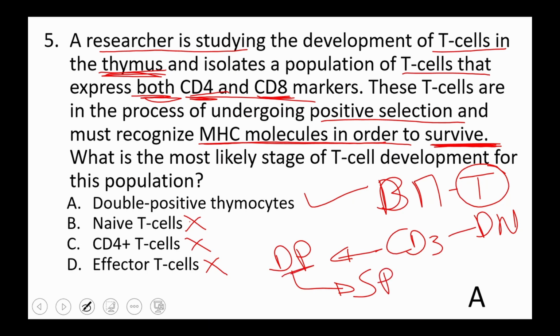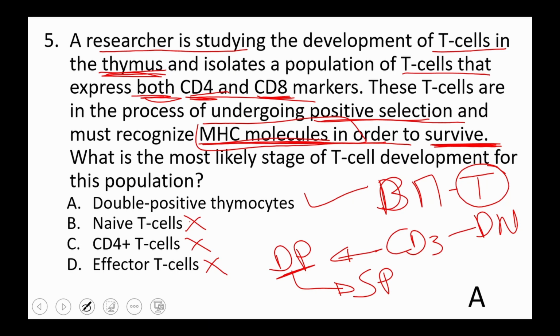When they are double positive, they will be tested for self-MHC molecule and antigen by thymic epithelial cells, macrophages, and dendritic cells within the thymus. Then if they pass this test, they will pass the positive selection. Positive selection technically means those cells which show a positive reaction will pass the test. So these cells have to recognize the MHC antigen complex. If they recognize the MHC antigen complex, that's a positive reaction and they will pass positive selection.